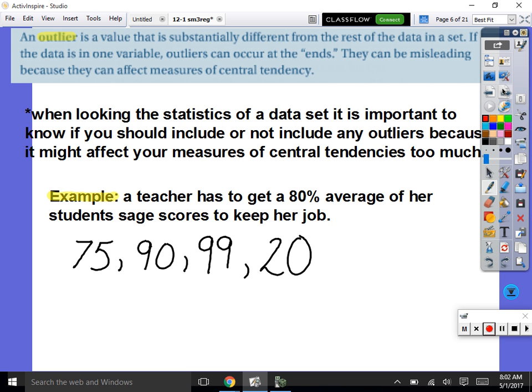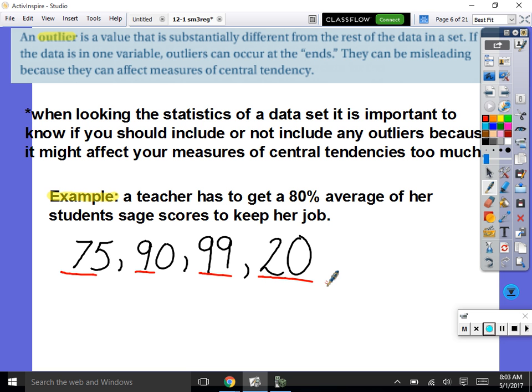So looking here, this person got a 75, a 90, a 99, and this person got a 20. Can anyone identify the outlier? 20. So outliers will be at the extremes, at either way lower or way higher. So they'll be at the edges. 20 is an outlier. But let's see if this teacher gets to keep her job.